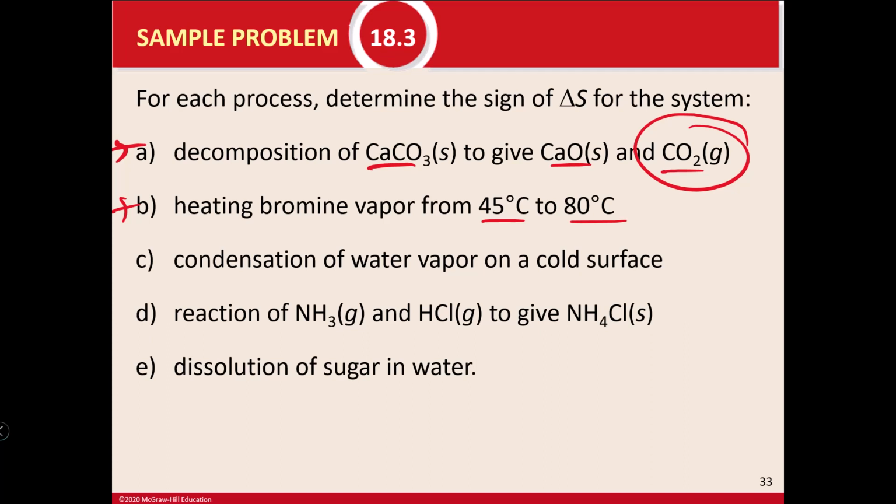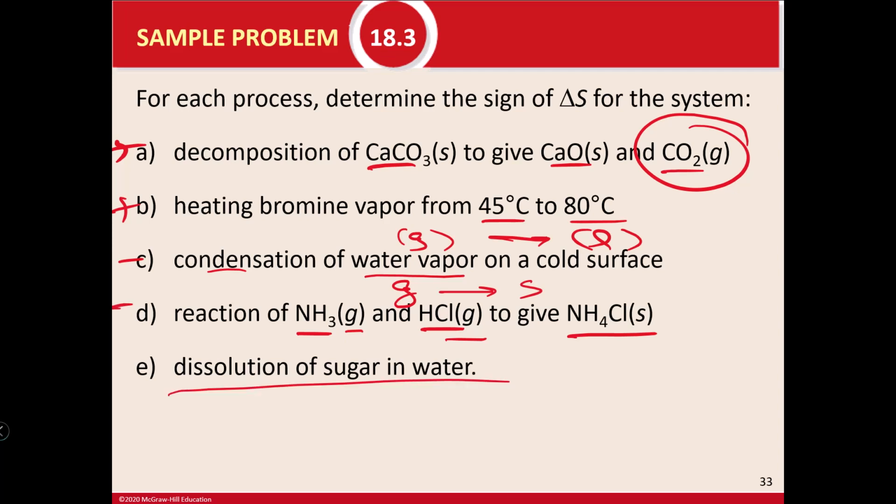Condensation of water vapor, which is water in the gas phase, on a cold surface. Condensation means we're going to the liquid phase. So we're going from a gas to a liquid. We know that's a negative entropy change. Reaction of ammonia with hydrogen chloride gas. So these are both gases, and we're going to a solid. Gases have greater entropies than solids. So we're going from a gas to a solid. That's going to be a negative entropy change.